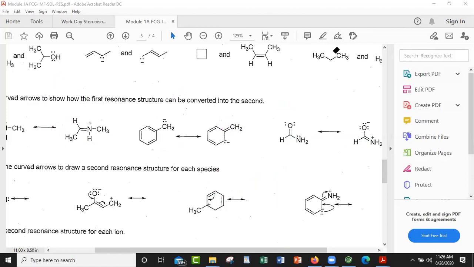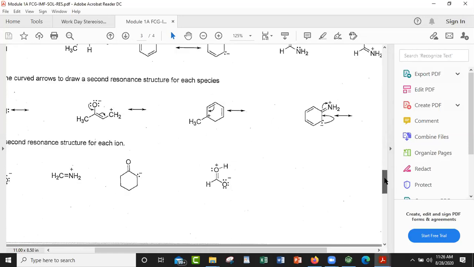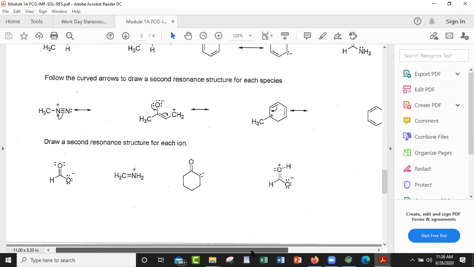All right. So let's go down here to the bottom, the next set of examples, and it asks you to follow the arrows and draw a second resonance structure. So let's look at the first example right here. What do you think happens there? You can see what the arrow is doing, right? What's the arrow telling us in that example?